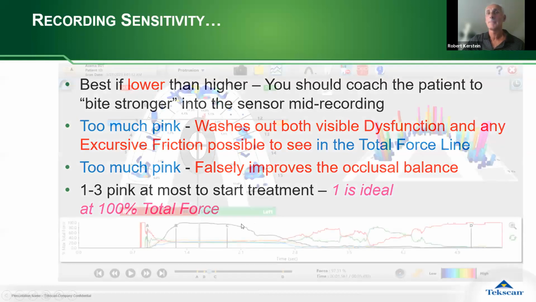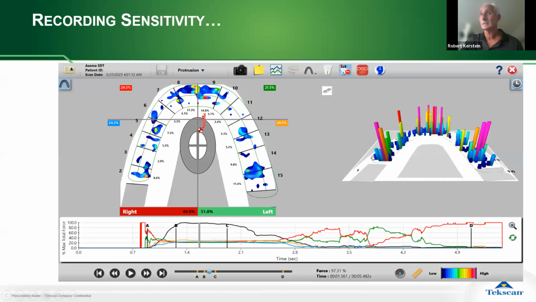Now, here's an example of flawed sensitivity. And why would the sensitivity be so high? Well, I'm imagining that the doctor who made this recording is finding that their patient is struggling to give them data. They're having a slow close. This A to B is very far apart. The black line moving horizontally is a very slow close. They struggle to hold their teeth together, and here they make their excursion, and they struggle to do that. And so I imagine the doctor raised the sensitivity to try to get better data.